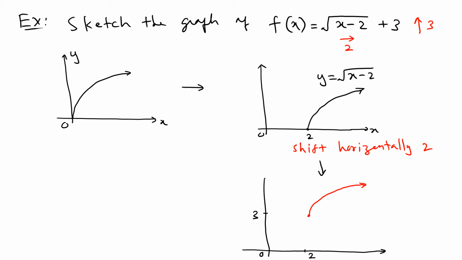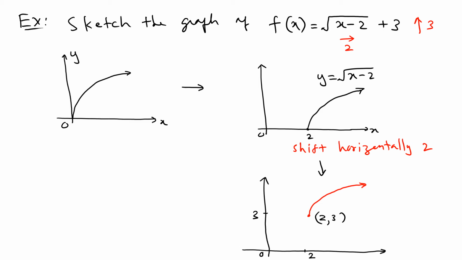Okay, so that's what happened. The new vertex point here is (2, 3). That's a vertical change because it's outside, so that means vertically. The first one is inside, so that's horizontal. The first one is horizontal, the second one is vertical. So that's the new graph, and you can see the domain and range.